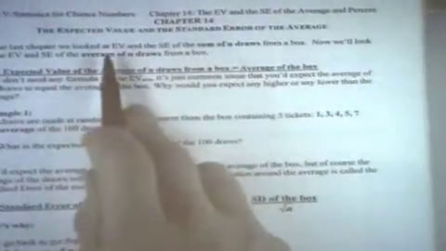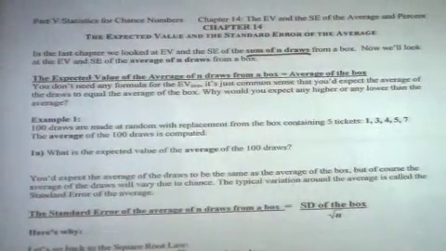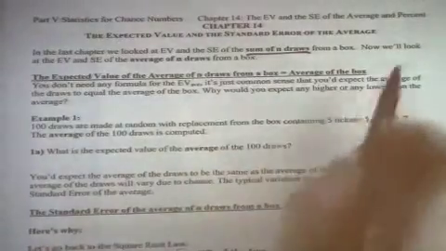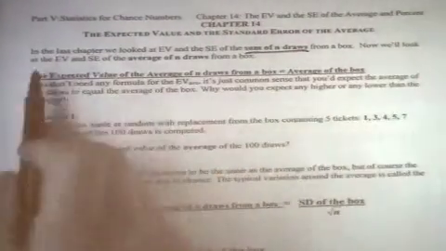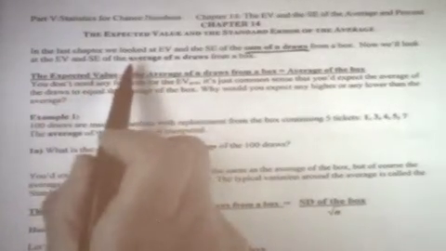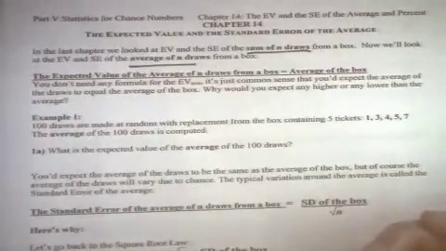So let's look at this. In the last chapter, we looked at the expected value and the standard error of the sum of n draws from a box. We'd be interested in that in gambling games. We're interested in our net winnings or losses. But now we're going to look at the expected value and the standard error in the average. We're going to start with average, then do percent. The average of n draws from a box.